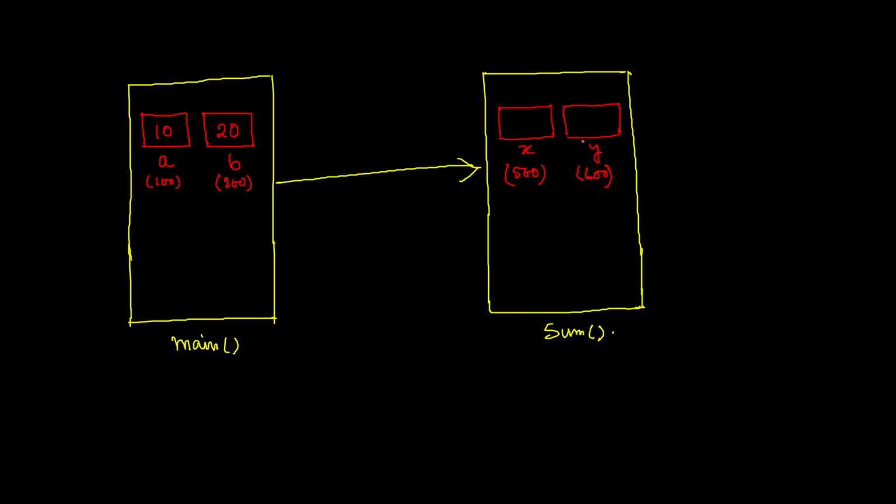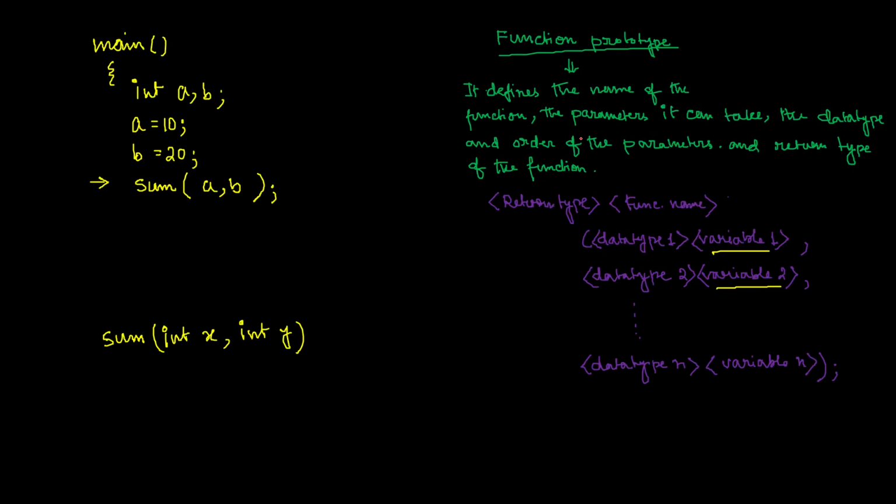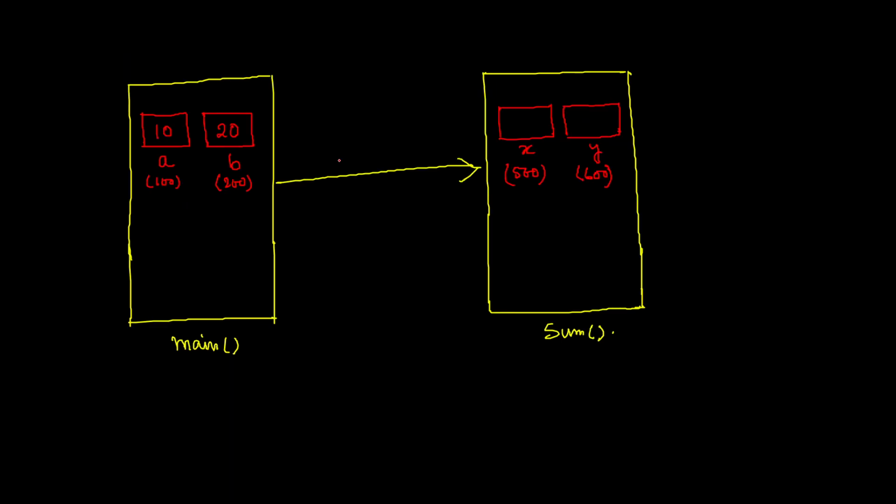What will happen actually when I'm calling this function sum with these parameters a and b, and I have defined the sum function as int x and int y? That means x and y are on your side and a and b are on my side, and while calling, a will get copied into x and b will get copied into y. Remember, this order is very important.